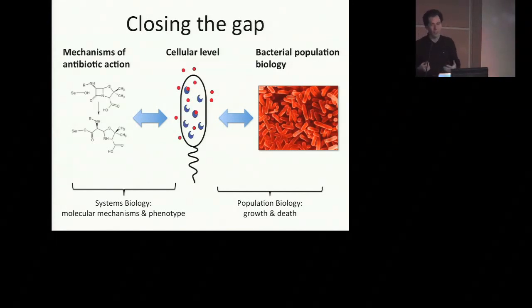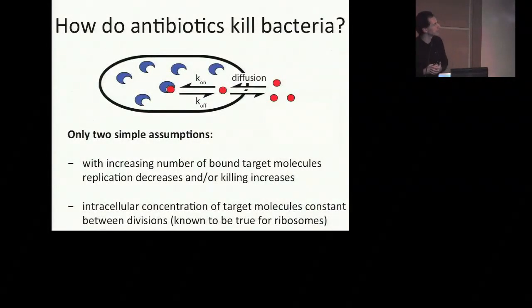And how we can do it turns out to need very few assumptions. So there's not a whole lot of detailed work that we need to do. The only thing that we need to assume is that there is a certain number of target molecules within the cell. There are reactions that basically are reversible. So there is a kinetic constant for the drug to attach to the target. So red circles are drugs. And there is a certain rate for detaching from the target. And then there is a diffusion process that happens between the cell and the extracellular medium. And the more targets that are bound, the more likely we are to kill the cell, and the less likely it is to replicate. Okay? And then furthermore, we assume that the concentration within the cell of target molecules is going to stay constant between divisions. So this is not always true, but we do know that it's true for ribosomes, among other things.